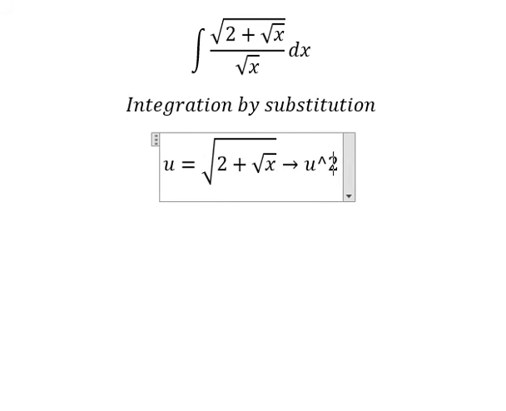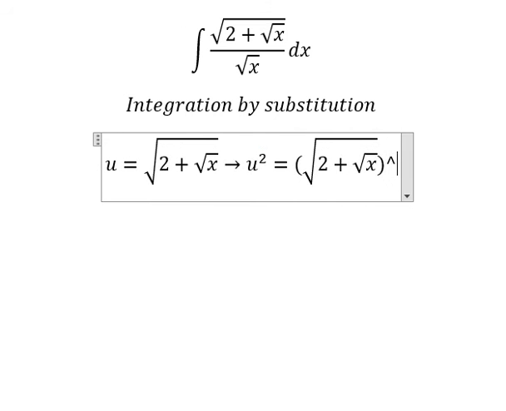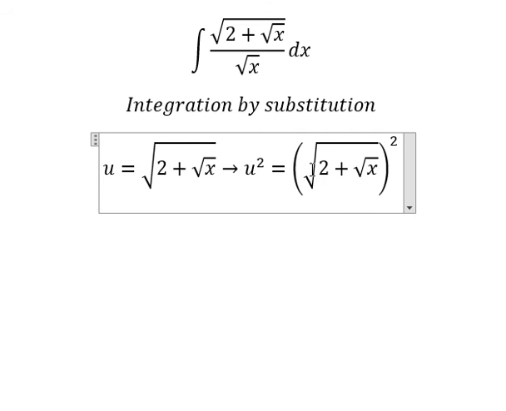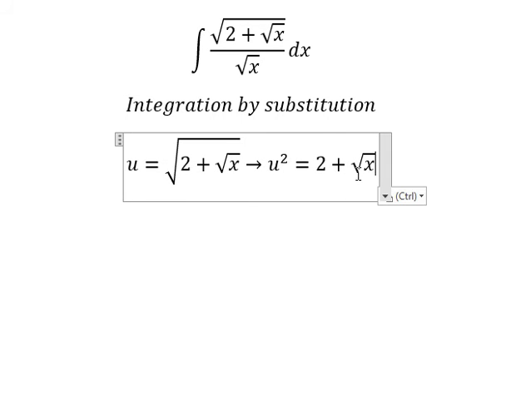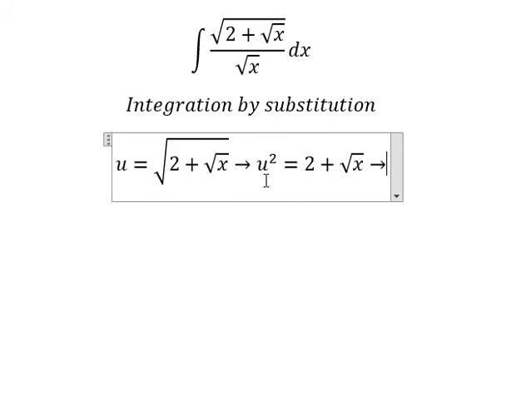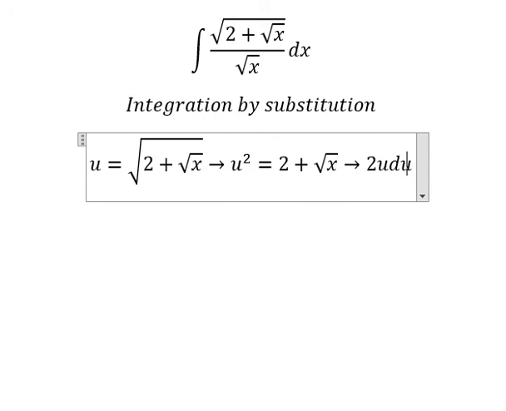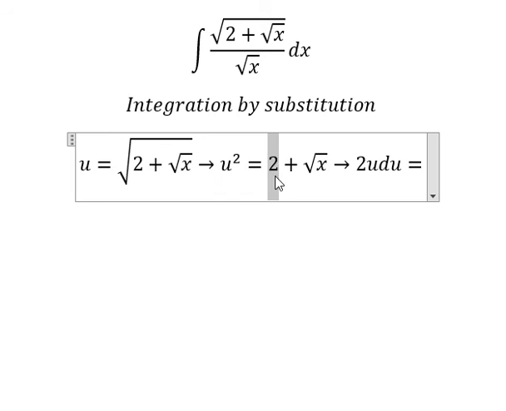Later, we put the square on both sides to cancel the square root. Now we need to first take the derivative of both sides. This one we have to use the u. This one is a constant, so you get 0.